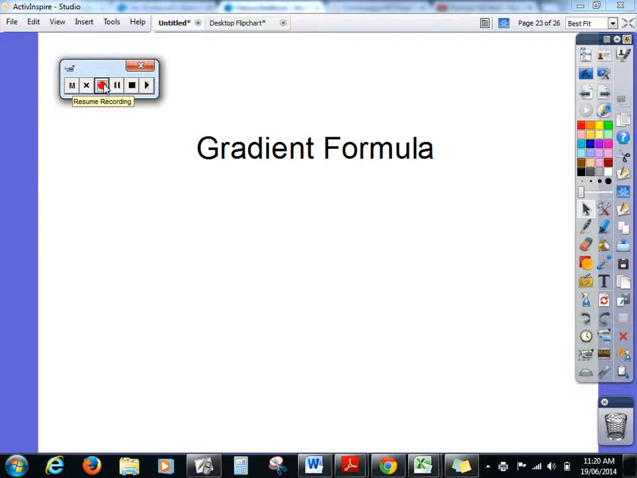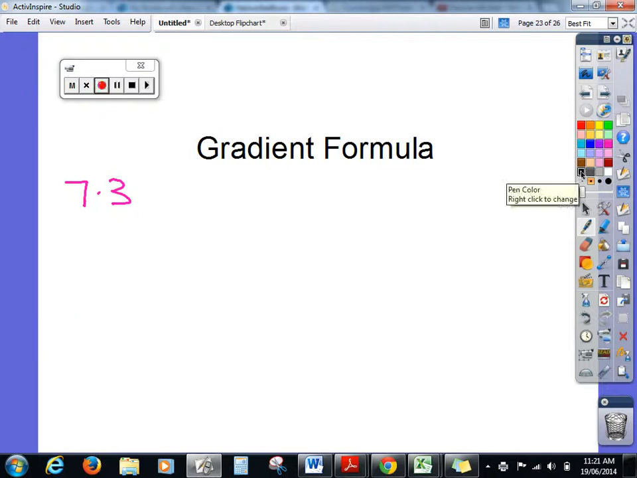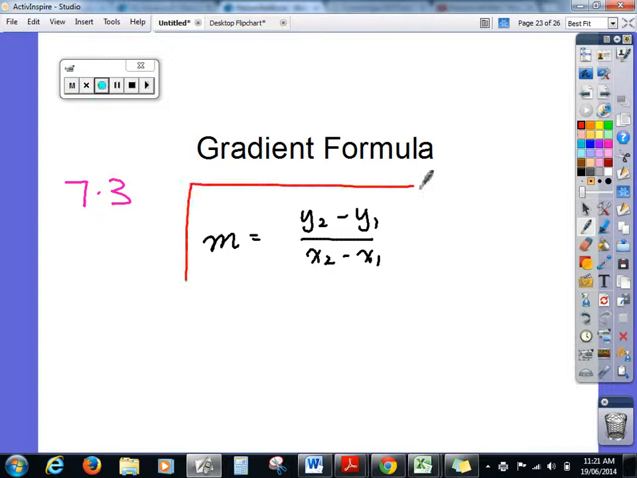Right, we now move to the gradient formula in our holiday homework. This work pertains to chapter 7.3 in both the 2-unit and the 3-unit textbooks. The gradient formula, as we know, is m equals y2 minus y1 over x2 minus x1. This formula has been covered before in junior year, but let's explore it a little bit more deeply now.